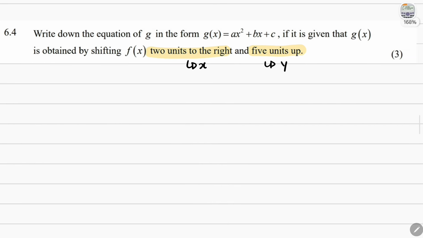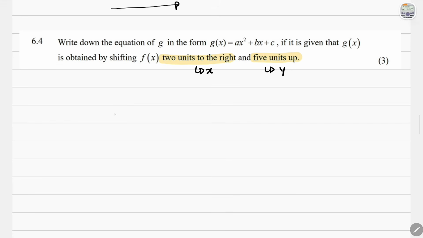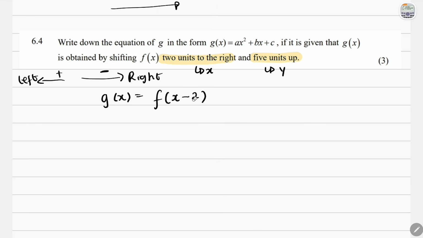So left or right movements affect the x, and up or down movements affect the y. So we are shifting the graph of f 2 units to the right and 5 units up. So here is how we can write this down. g of x, the new graph, is equal to, we take the graph of f, and in place of x, because we are shifting to the right, it's going to affect the x. If the graph shifts to the right, when you apply it into your equation, you're going to use minus. Right movement, you say minus. And if it's moving to the left, then you say plus. So this is going to be f of x minus 2, because 2 units to the right.